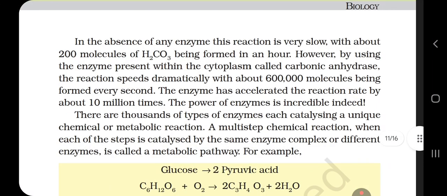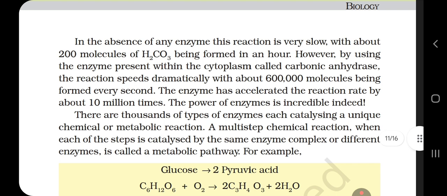In the absence of any enzyme, this reaction is very slow, with about 200 molecules of H2CO3 being formed in an hour. However, by using the enzyme present within the cytoplasm called carbonic anhydrase, the reaction speeds up dramatically, with about 6 lakh molecules being formed every second. The enzyme has accelerated the reaction rate by 10 million times. The power of enzymes is incredible indeed. There are thousands of types of enzymes, each catalyzing a unique chemical or metabolic reaction.